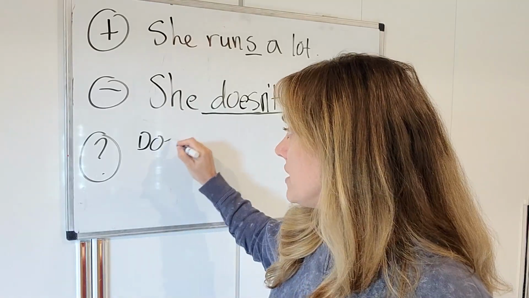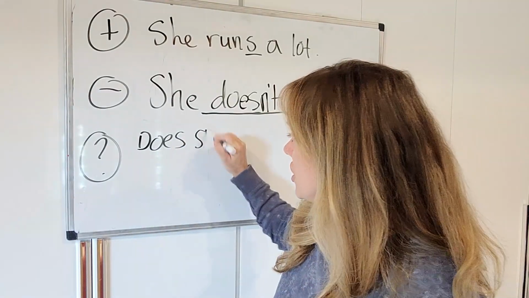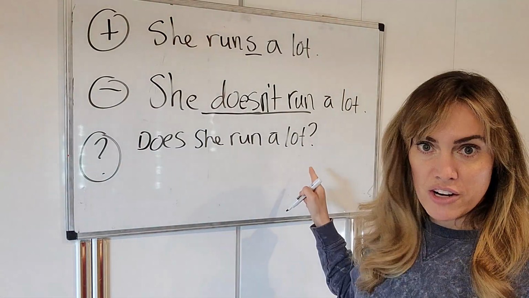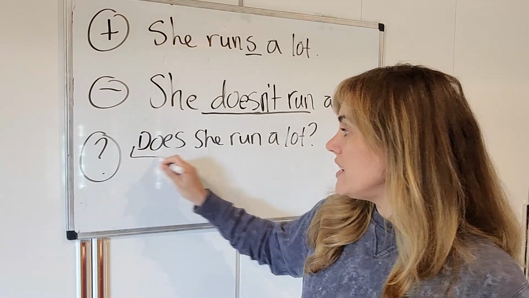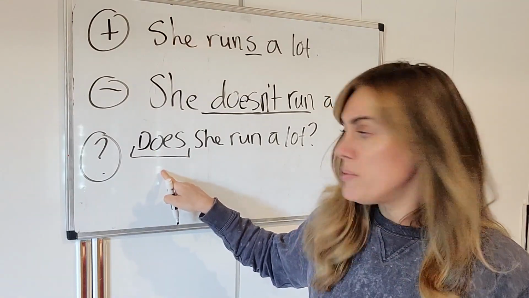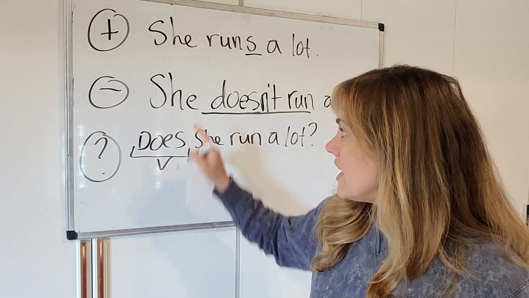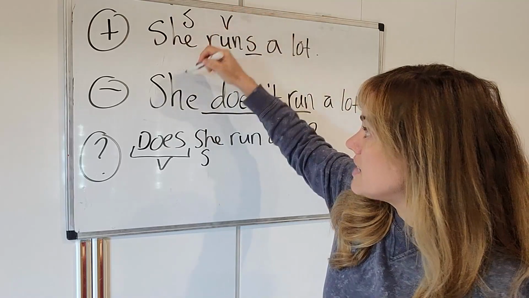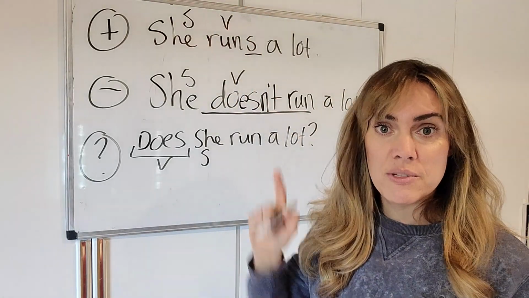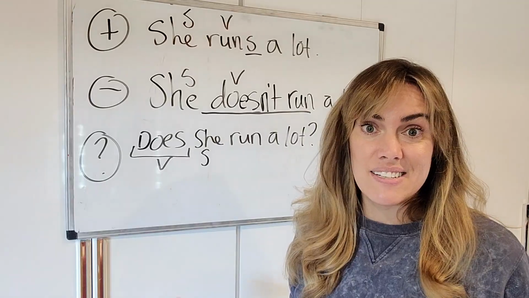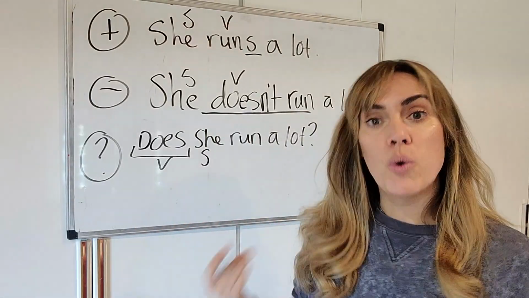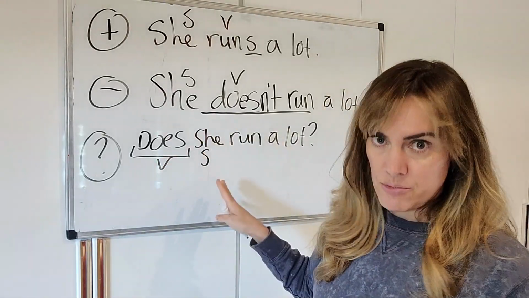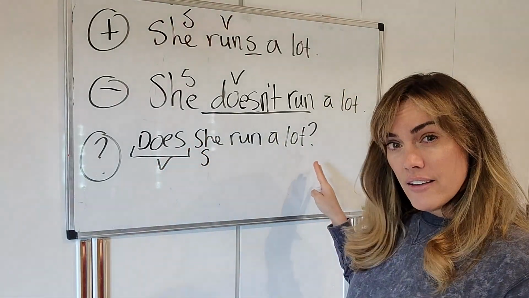So you're gonna put, does she run a lot? Question mark, don't forget the question mark. So here we started with the helping verb and then we have the subject. So if you look at the other sentences, you'll see that we start with the subject and then go to the verb, subject, verb. Most sentences in English are subject, verb. But for questions, you switch it and you put verb, subject. So does she run a lot?